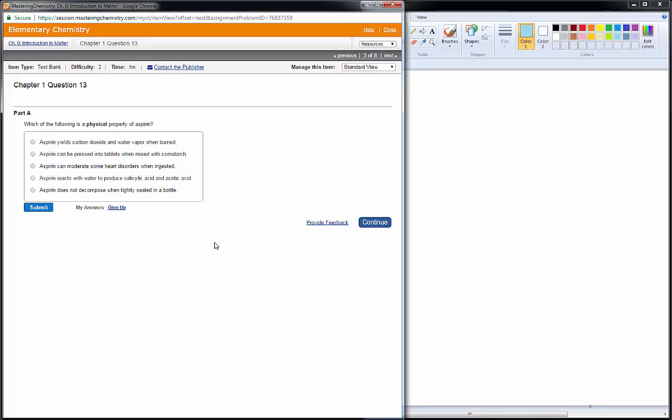Okay, physical and chemical properties. Physical property of aspirin. If I burn it, then that's doing a chemical reaction. So that would be a chemical property of aspirin. I can press it into tablets when mixed with cornstarch. That's a simple mixing and not a chemical change. And so the fact that it can be compressed and hold its shape, that would be a physical property because the aspirin is still aspirin.